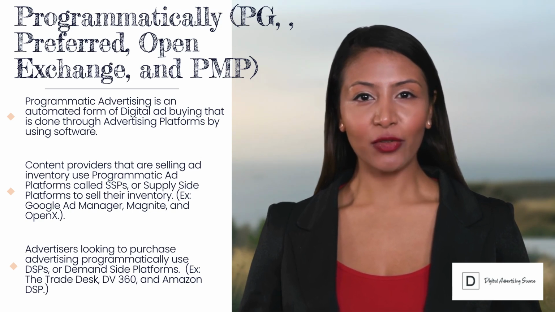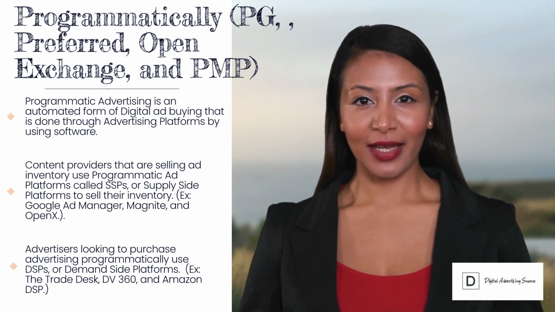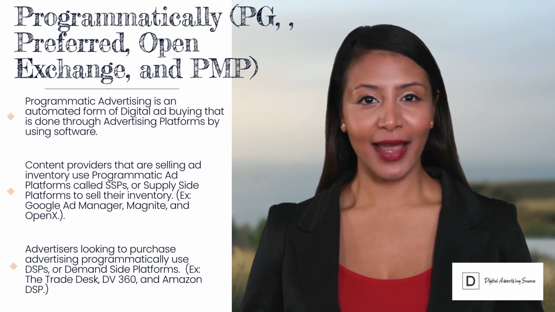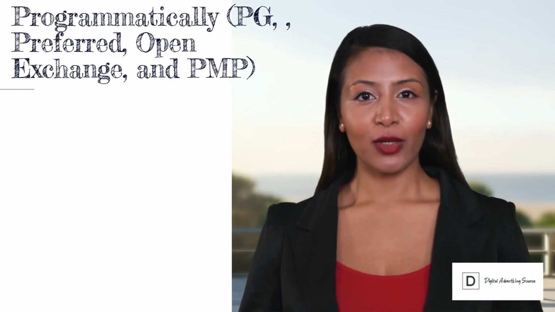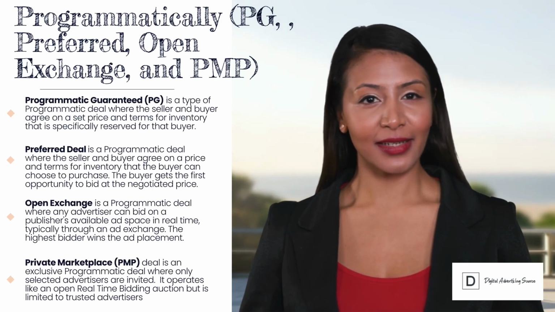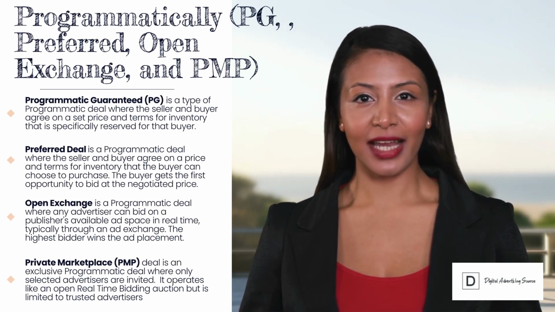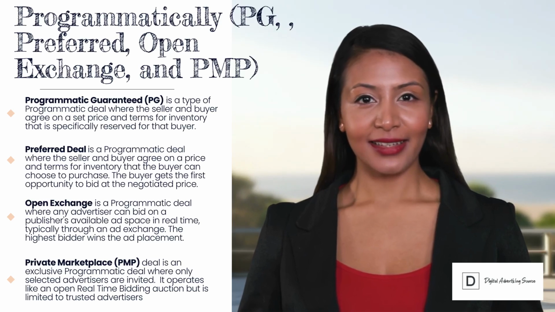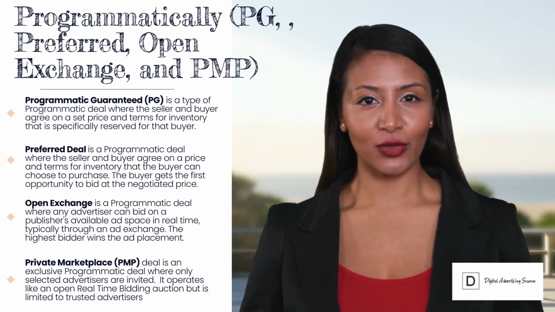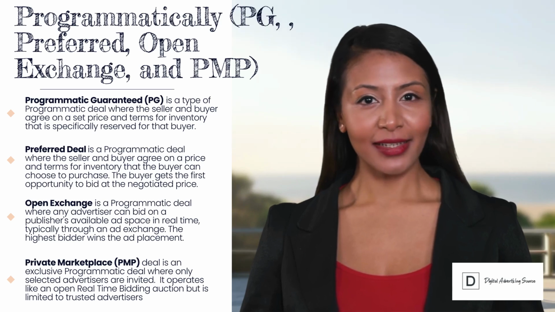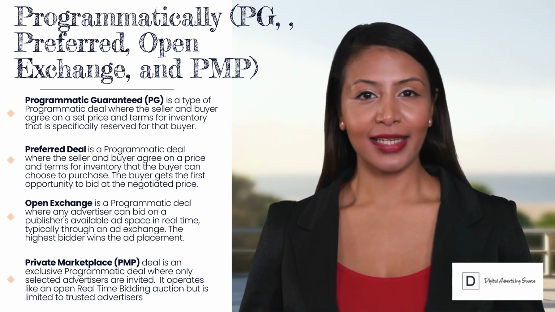In order to purchase advertising programmatically, you must have a DSP, and you will need to work directly with the content provider on the terms of the programmatic buy. Four of the most common types of programmatic campaigns are programmatic guaranteed or PG, preferred deal, open exchange, and private marketplace, PMP. Programmatic guaranteed is a type of programmatic deal where the seller and buyer agree on a set price and terms for inventory that is specifically reserved for that buyer. The inventory is exclusively allocated to the buyer at the agreed-upon price, and the inventory is guaranteed.